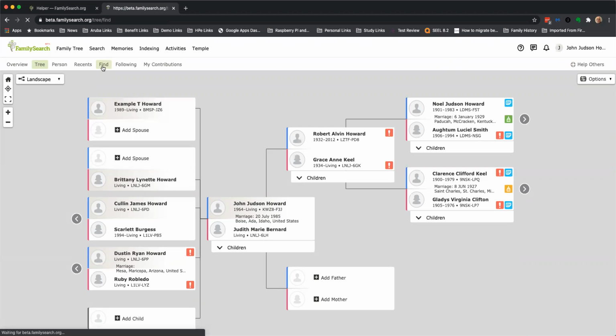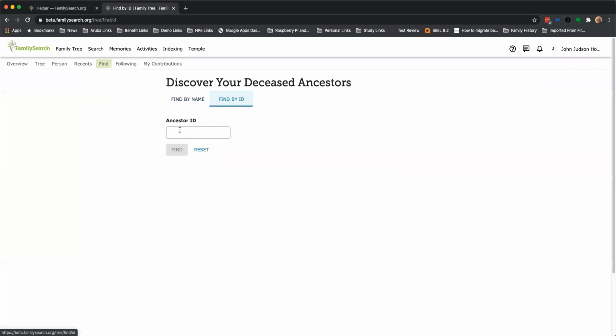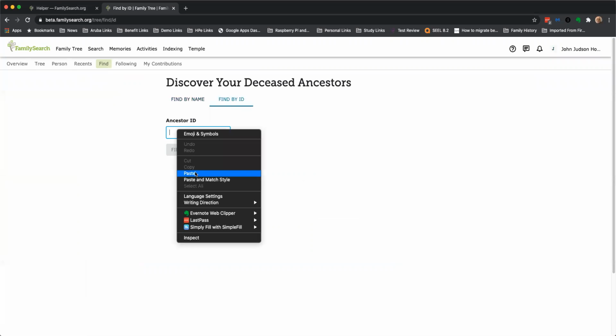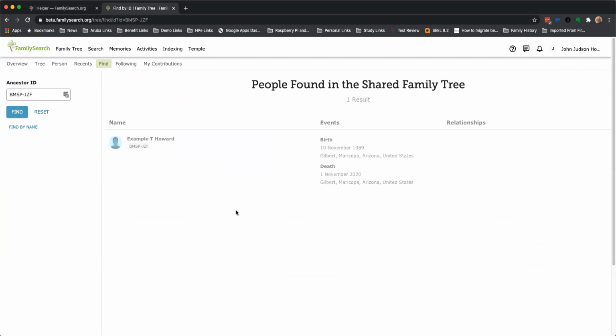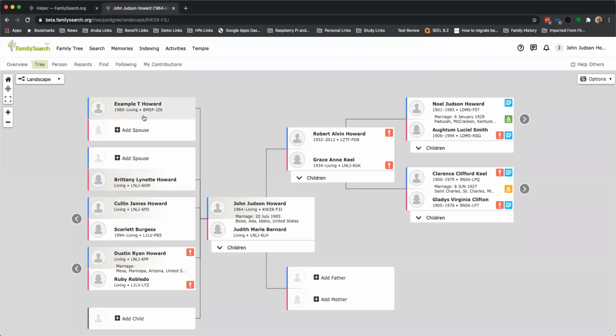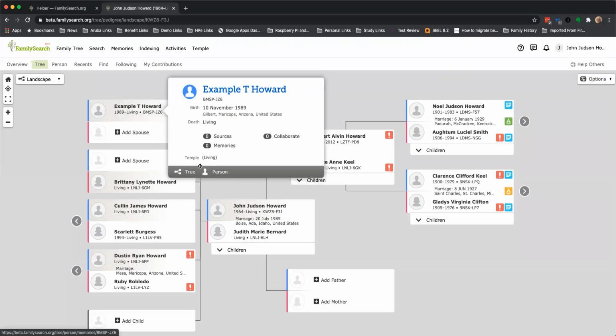So one of the things is, let me do this. If I go in here now and put the person ID number for example, there he is, right? There he is already. So I do see him, right? I do see him.